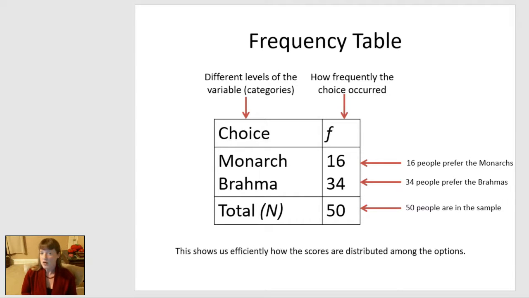Now, you don't only have to have 2 categories. When you do a chi-square analysis, you can have as many categories as you wish. 3 categories, 4, 5, however many you have. Because let's say I decided to add another community college in here, or I started to expand my horizons and allow Northridge to be in here, or UCLA, or whomever. I would then have multiple categories on this particular variable. But for now, we're going to keep it simple. We're going to keep it to 2 categories, where I now look at this frequency table, and I can see that 34 people chose the Brahmas and 16 people chose the Monarchs.